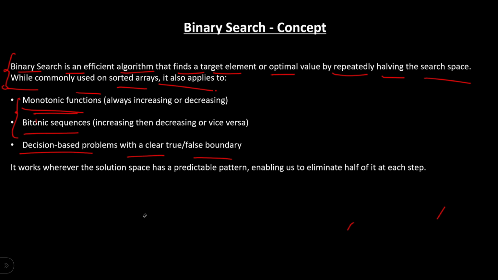Okay, and decision based problems with clear true false boundaries. Basically, you have a range and you have a value. Is it equal to the number which we are going to find or not? In that case we use this decision based problem. This is just a format of the sequence which you get, in which you can clearly figure out whether you have to use binary search or not.